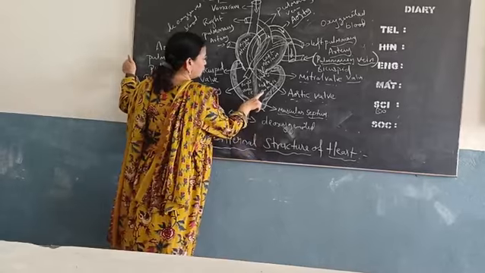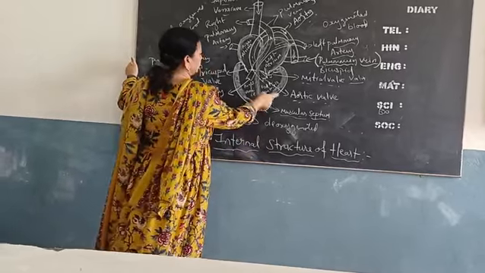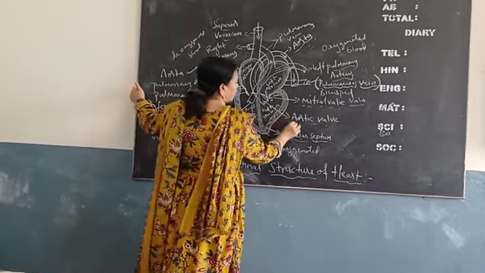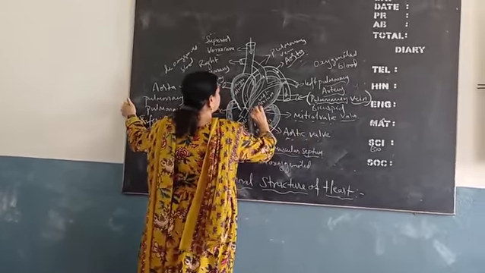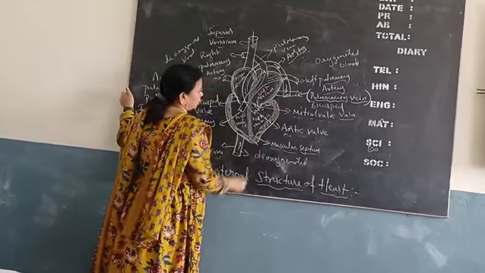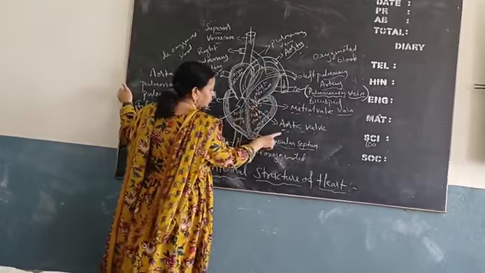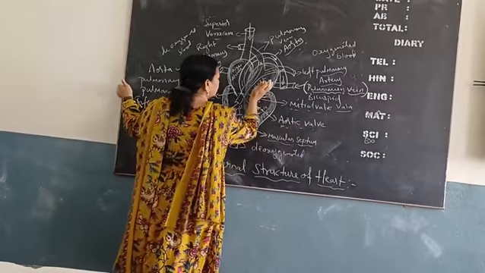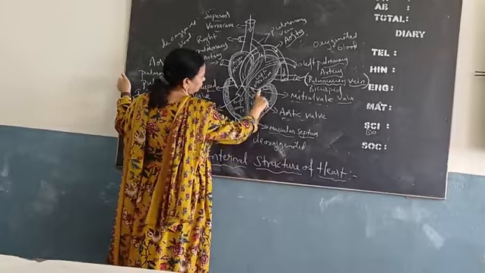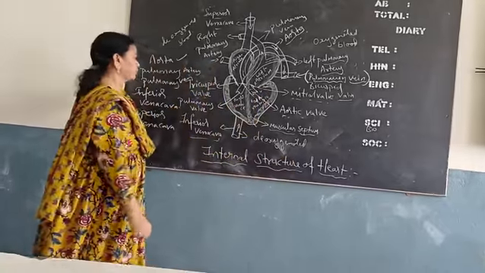Simultaneously, when the left ventricle is getting contracted, the blood will be pushed through the aortic valve, where the oxygenated blood will be pushed into the aorta. When the blood is getting pushed into the aortic valve, this bicuspid valve gets closed, so that the blood won't be pushed back again into the left atrium.